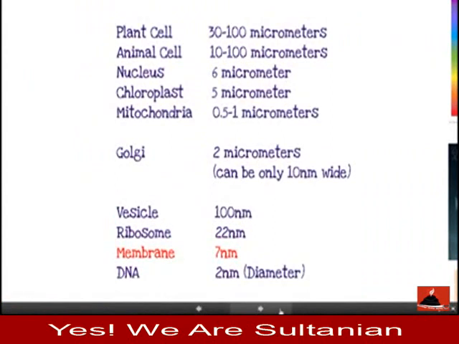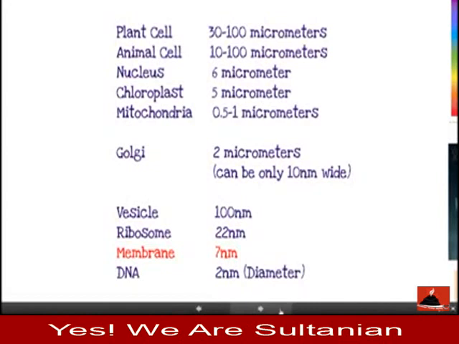Okay, finally, I've just put up here a few things about size. The average plant cell is between 30 and 100 micrometers. An animal cell is between 10 and 100 micrometers. The nucleus of a cell is about 6 micrometers, but that can vary quite considerably. A chloroplast is about 5 micrometers. Mitochondria are about half to 1 micrometer, but again can vary by a reasonable amount. The Golgi is about 2 micrometers.